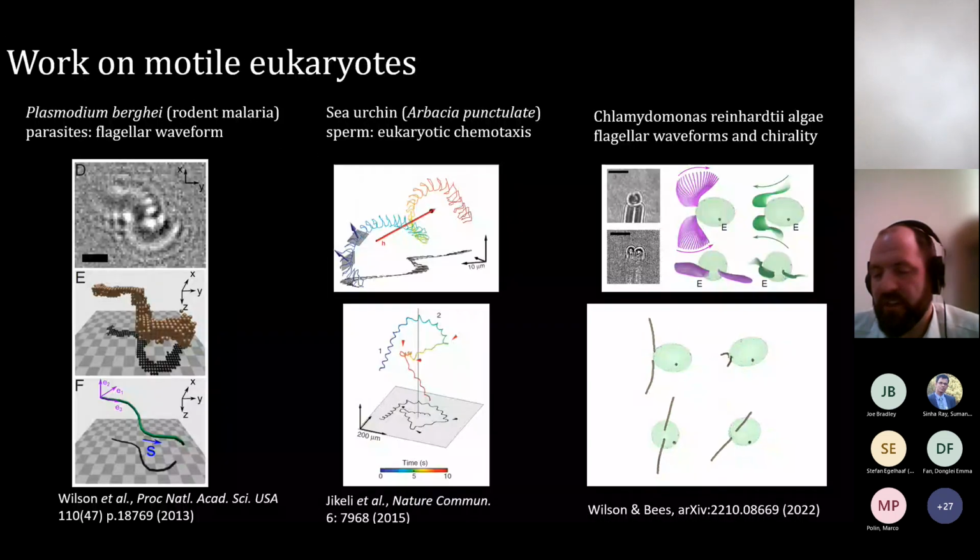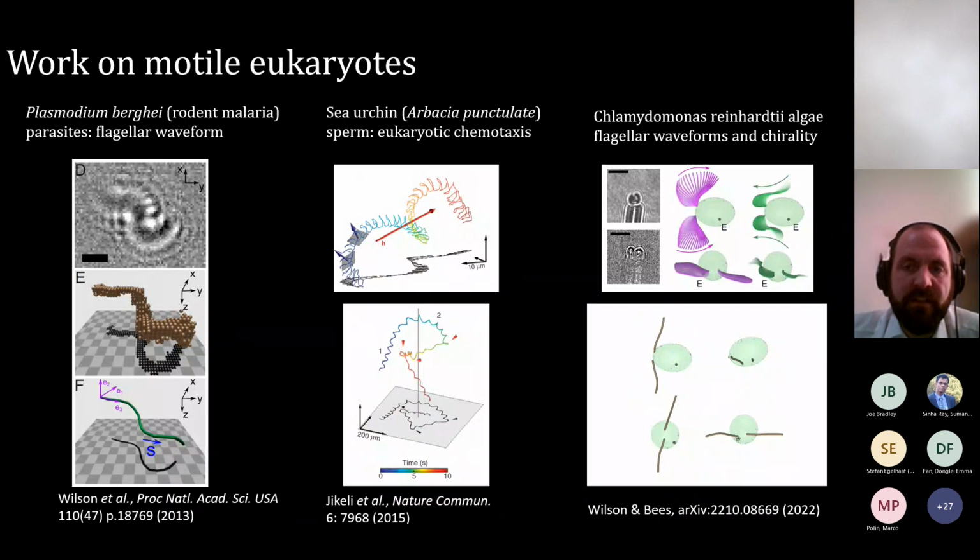I'll give you a quick introduction to some of the projects that we've looked at in the past. We started out by working on motile eukaryotes. These are cells that have a nucleus in them. They're colloidal in size typically, so between a few hundred nanometers and a few micrometers. On the left-hand side, we were looking at the waveforms of swimming malaria parasites. In the middle, we tracked some sea urchin sperm as they were doing chemical sensing, and we were trying to understand the mechanisms by which they can sense their environment. This is a classic model system in the field.